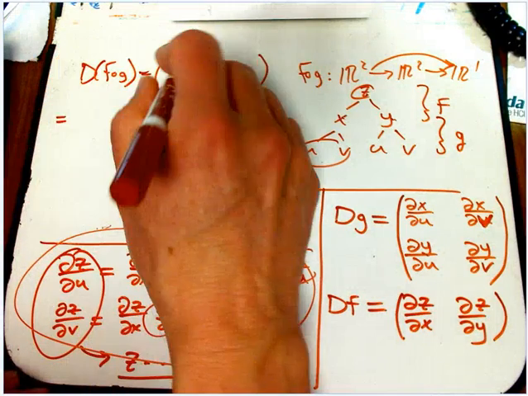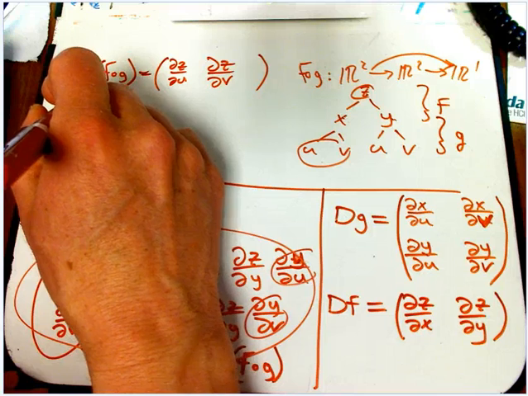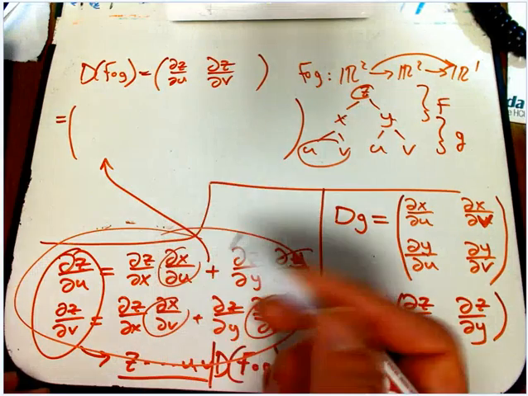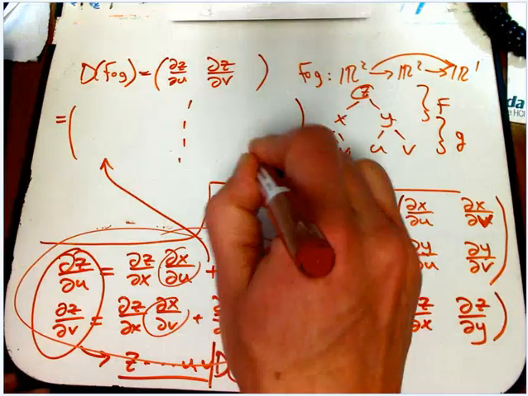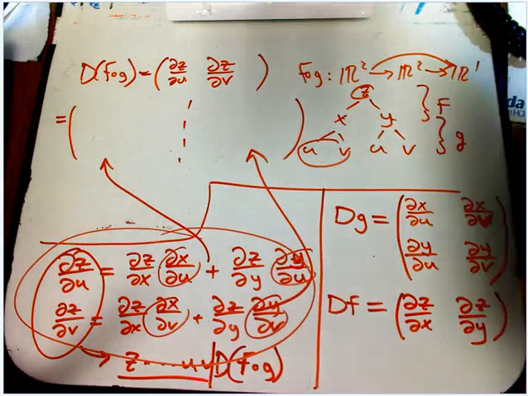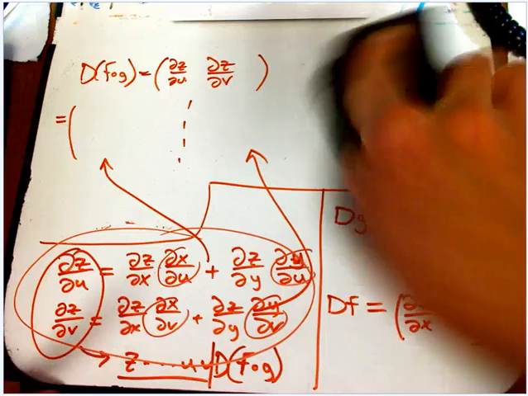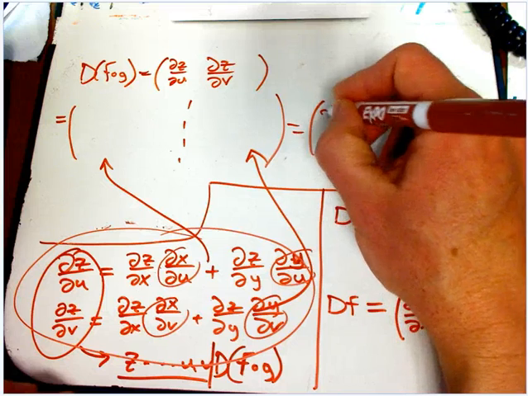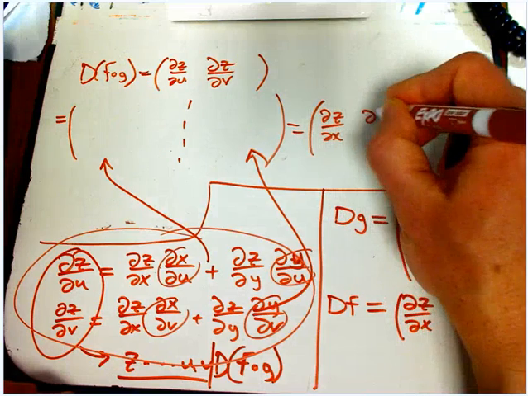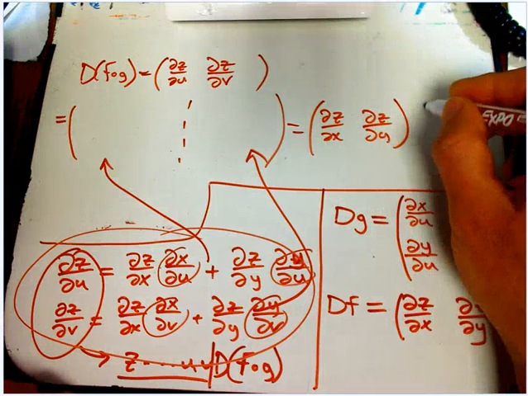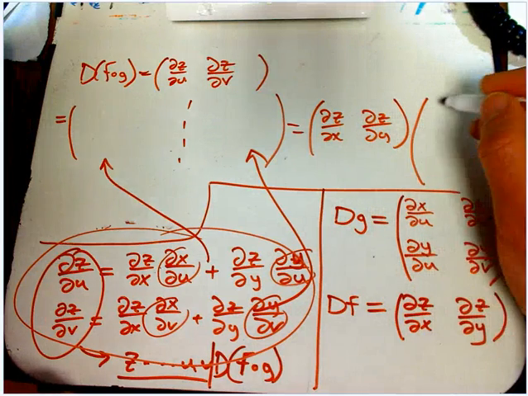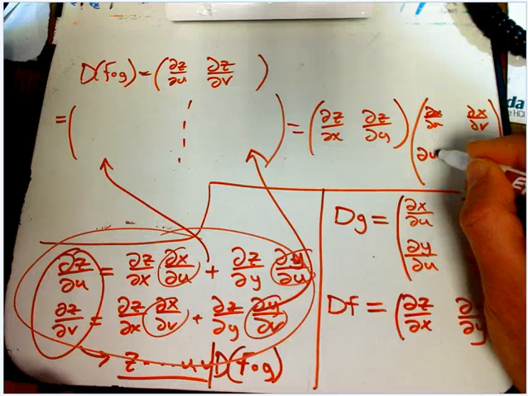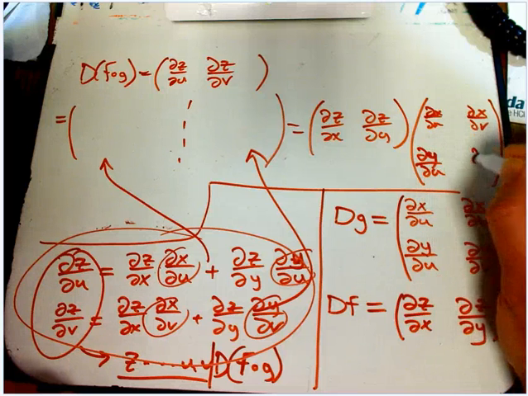Because what is dz du going to be? It's going to be kind of long. It's going to be all this stuff. Actually, I'm not even going to put it in. Let's erase this. I don't think we need the tree diagram anymore. And I claim that's exactly what we'd get if we took dz dx, dz dy as a row vector, a 1 by 2 matrix, and multiplied it by dx du, dx dv, dy du, dy dv.